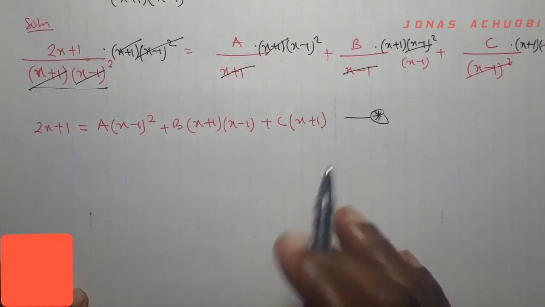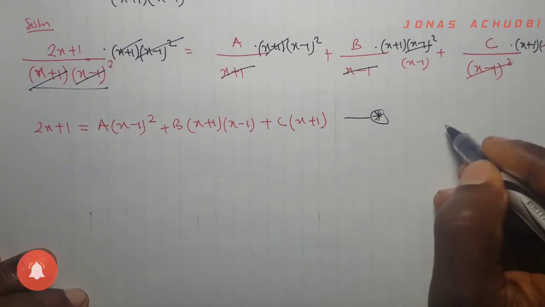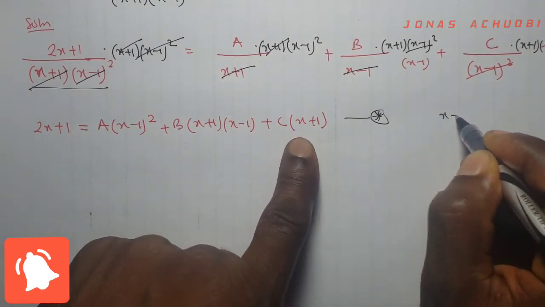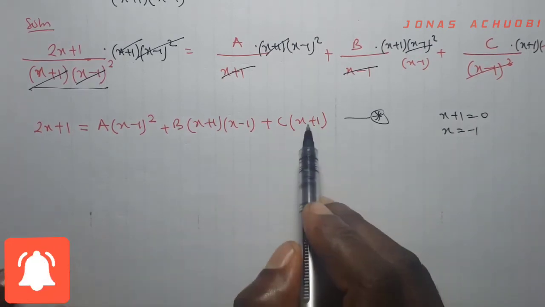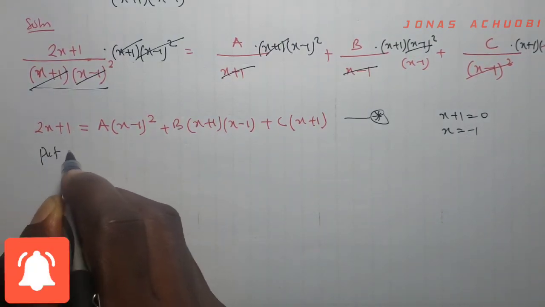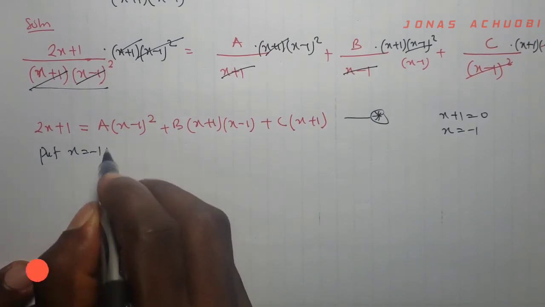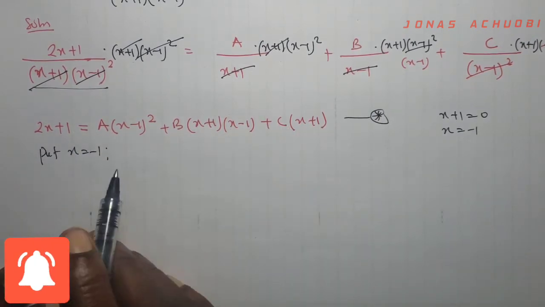So once I've seen something like that, I'll just put it in. So let's see what happens. If you set x plus 1 equal to 0, you have x equal to minus 1. So if I put x equal to minus 1, I'm sure that this will be 0. And of course, this will be 0 too.